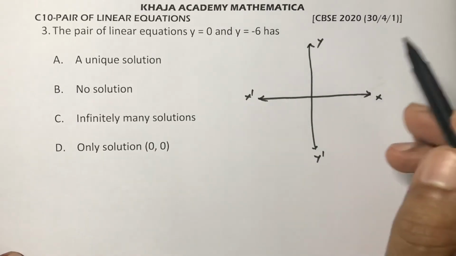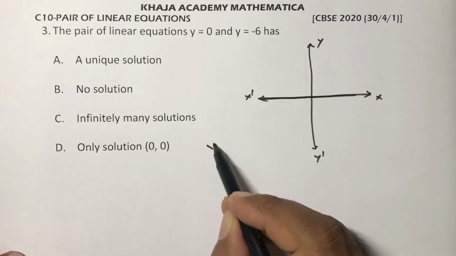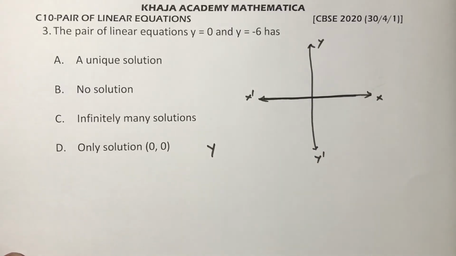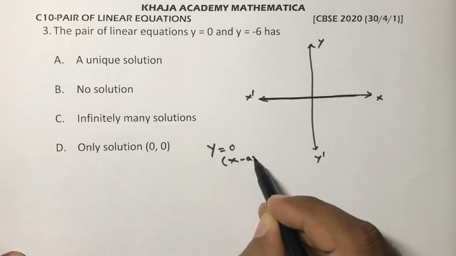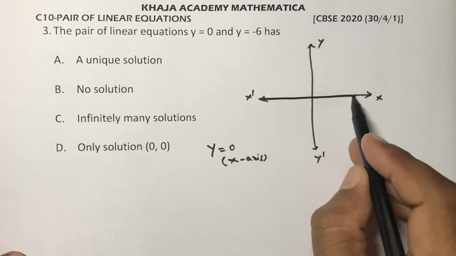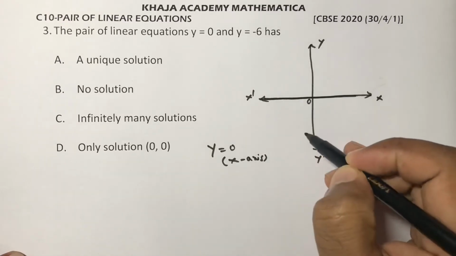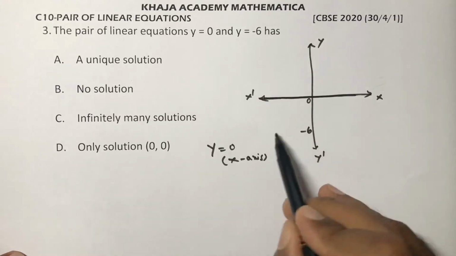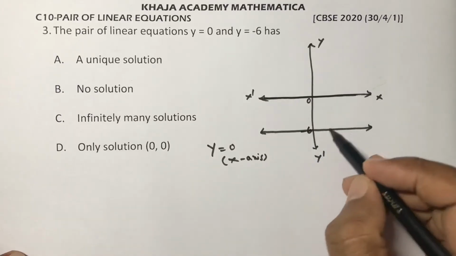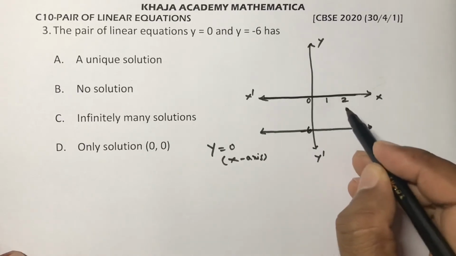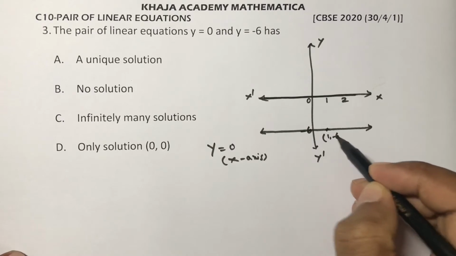X-axis and y-axis. Y equals 0 is nothing but the x-axis, because on the x-axis the y value is always 0. And y equals minus 6: here (0, minus 6) will be here. So for y equals minus 6 you will get a line like this, because on this line, suppose x is 1, the point is 1 comma minus 6.